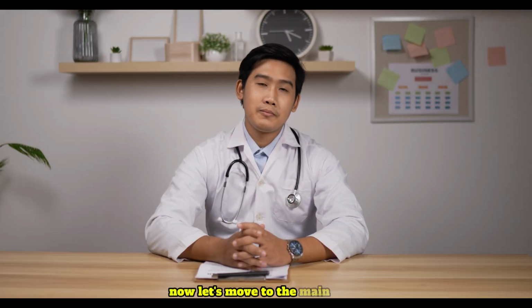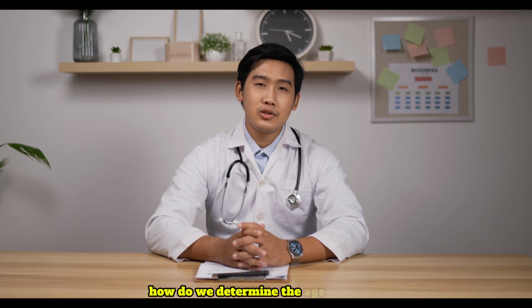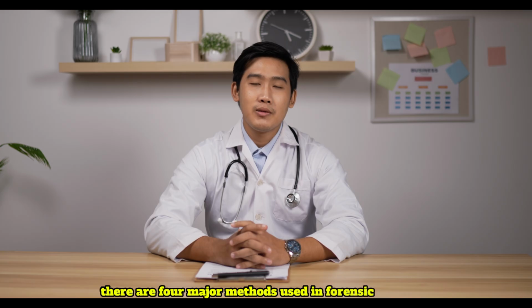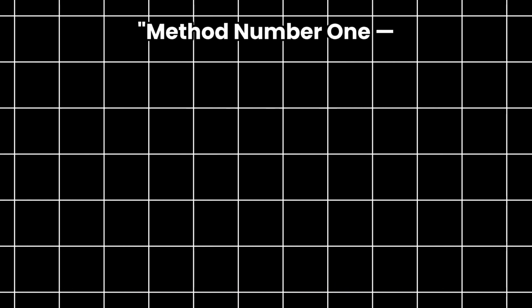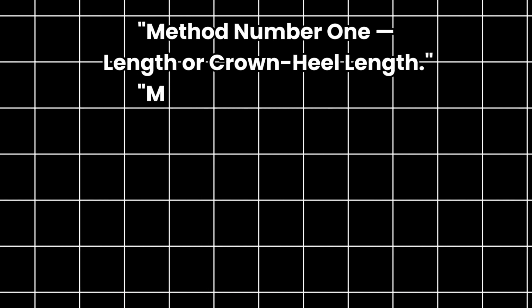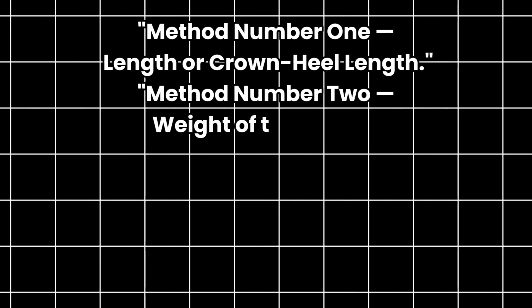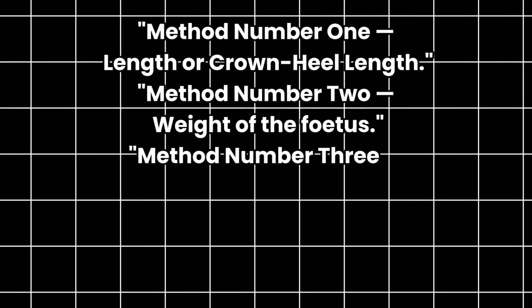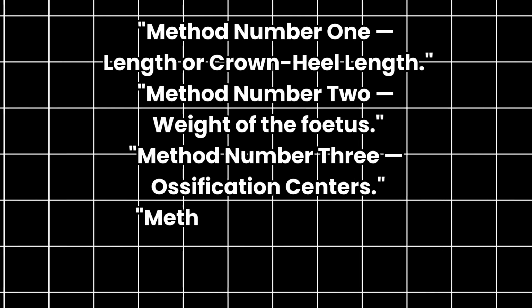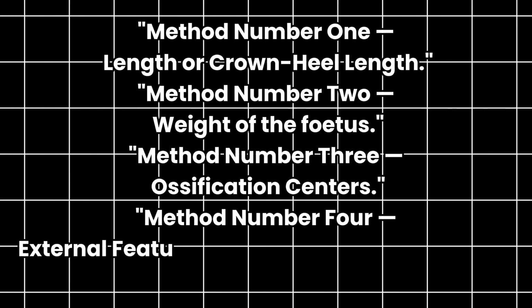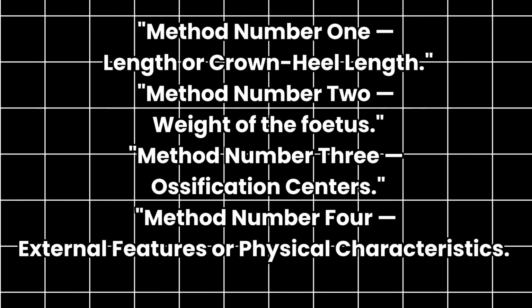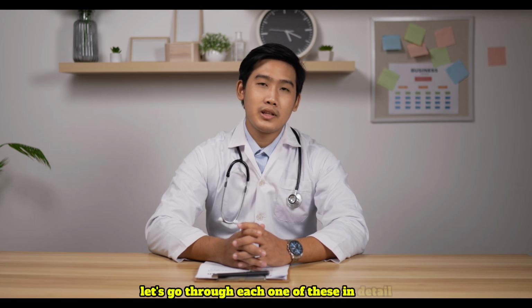Now let's move to the main topic. How do we determine the age of a fetus? There are four major methods used in forensic medicine. Method number one, length or crown heel length. Method number two, weight of the fetus. Method number three, ossification centers. Method number four, external features or physical characteristics. Let's go through each one of these in detail.